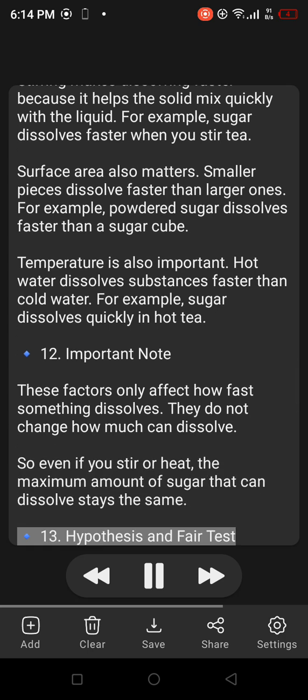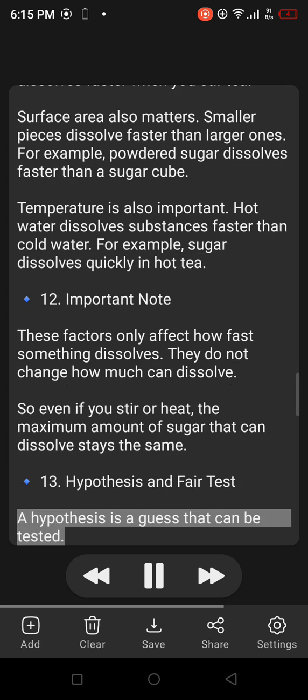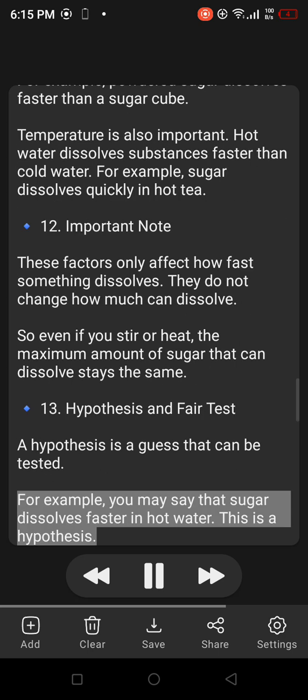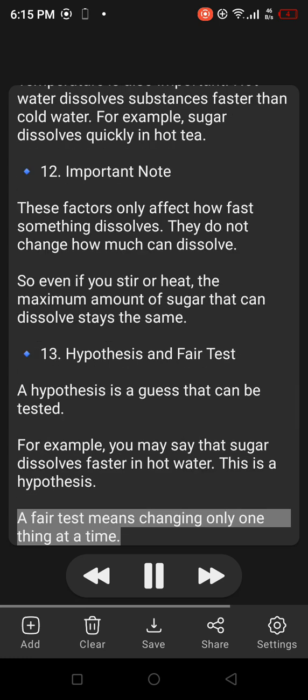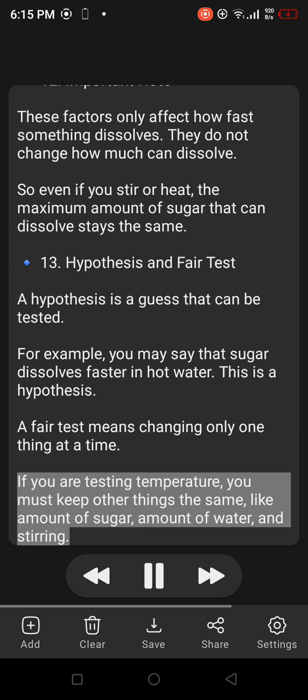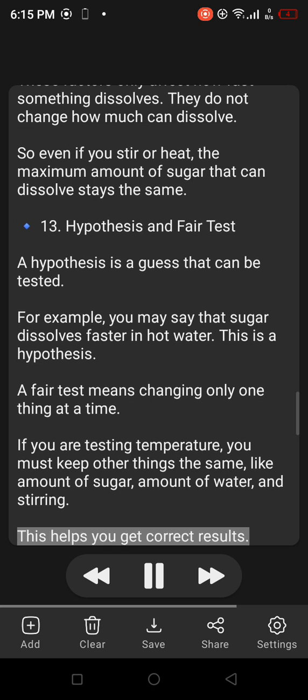13. Hypothesis and fair test. A hypothesis is a guess that can be tested. For example, you may say that sugar dissolves faster in hot water. This is a hypothesis. A fair test means changing only one thing at a time. If you are testing temperature, you must keep other things the same, like amount of sugar, amount of water, and stirring. This helps you get correct results.